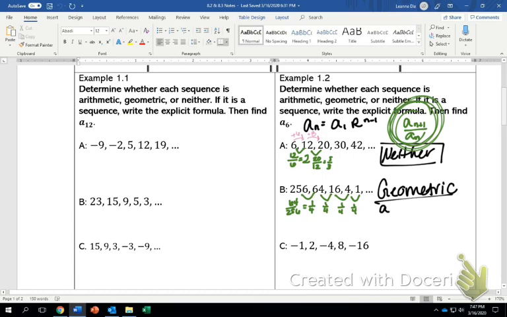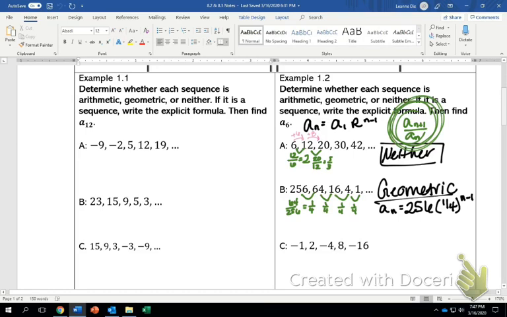So now I can write my explicit formula, which is a sub n equals our first term, 256, times, and I like to put our common ratio in parentheses. As a good rule of thumb, any number that is a fraction I put in parentheses. So this is going to be a common ratio of 1/4 raised to the power of n minus 1.